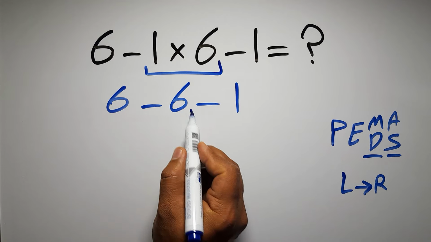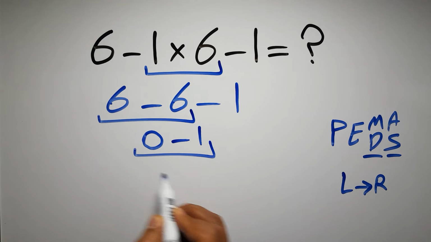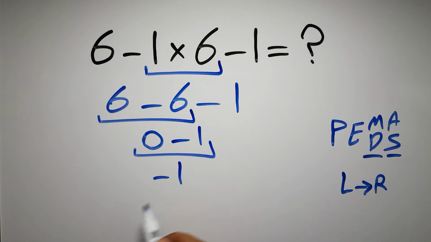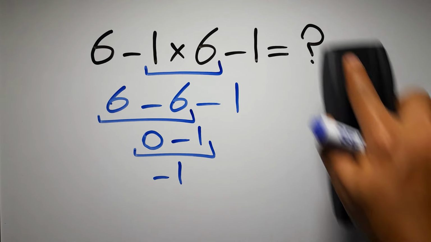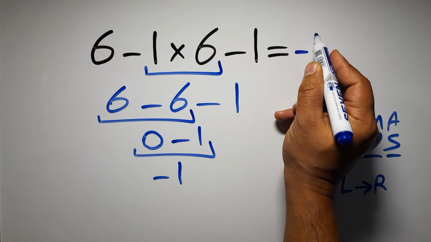6 minus 6 is just 0. So 0 minus 1 gives us -1. And this is our final answer to this problem. The correct answer is -1.